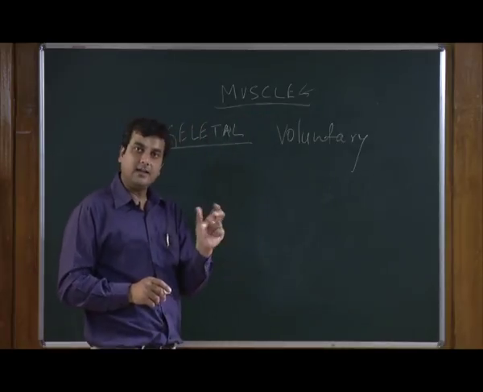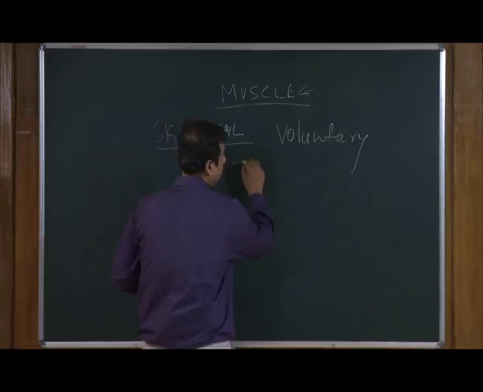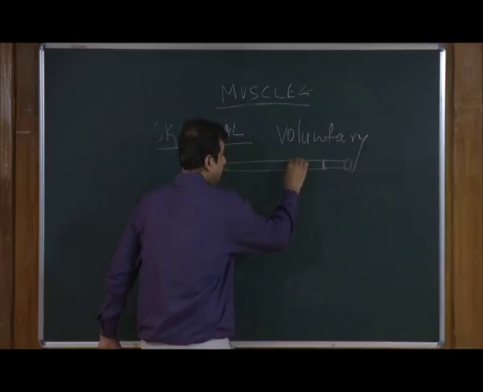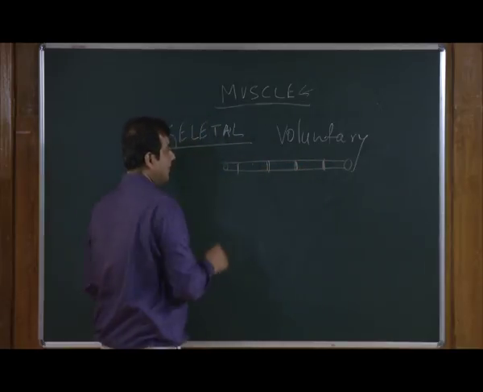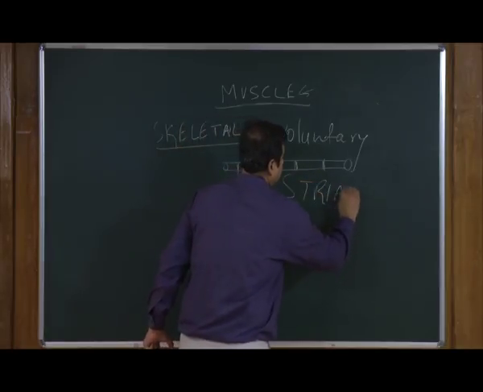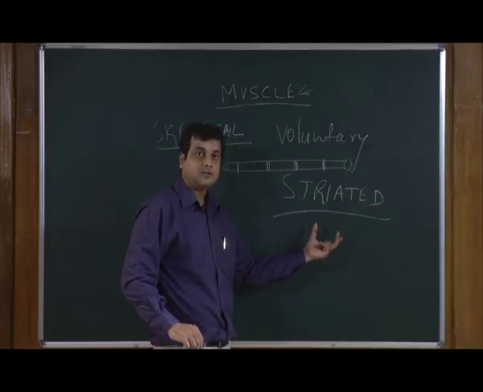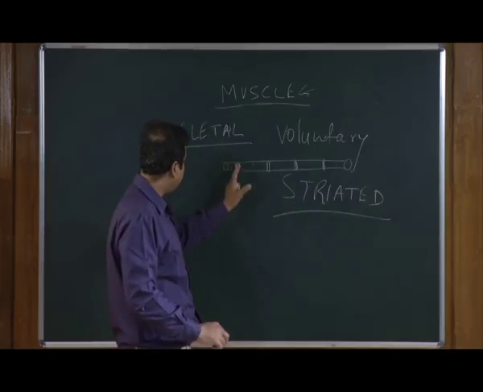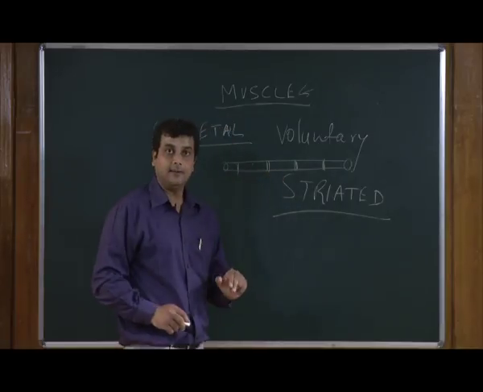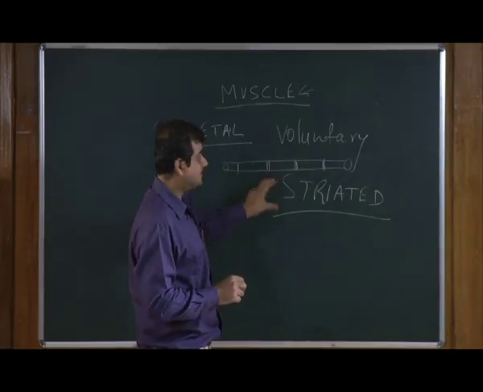The other very unique aspect of this muscle: if we take out the muscle cell and look at how it appears, it has a strip in between, giving an appearance which is called striated. Striated is a very specific term used for muscles having a strip kind of appearance. We will see why this strip looks like that in between the muscle cell and why these are called striated. So, skeletal muscles are voluntary and striated in nature.